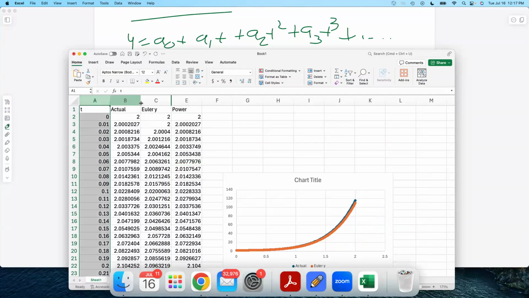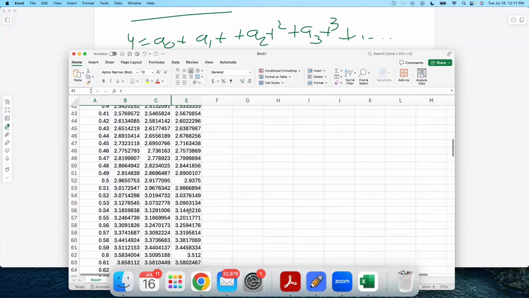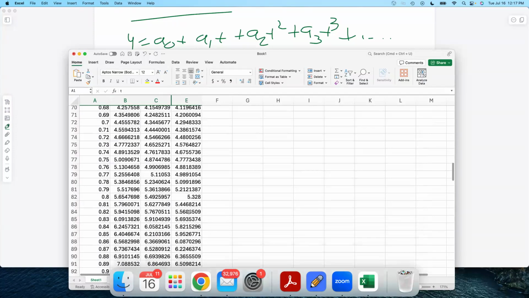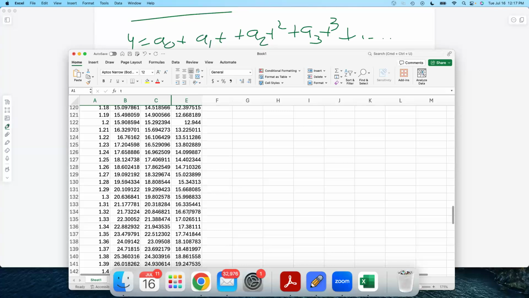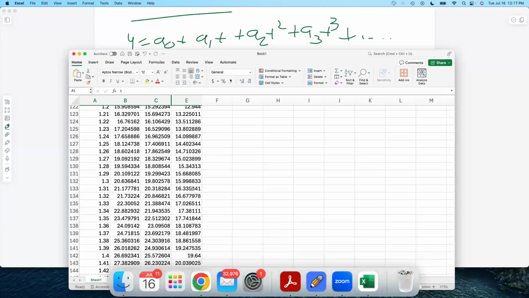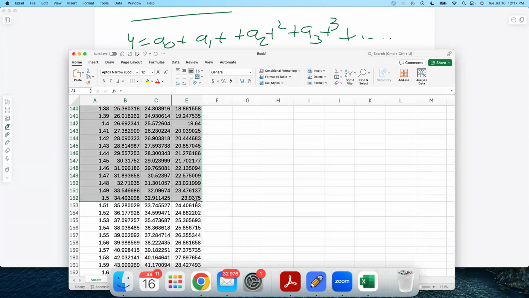And I'm going to graph these three, but I'm only going to graph the beginning, maybe up to where that power series starts to diverge off. Oh, it's still looking good all through here. Once I get over 1, I bet it's going to, yeah, like now look, it's terrible. So maybe up to 1.5. Let's do that. So I'm just going to highlight that.